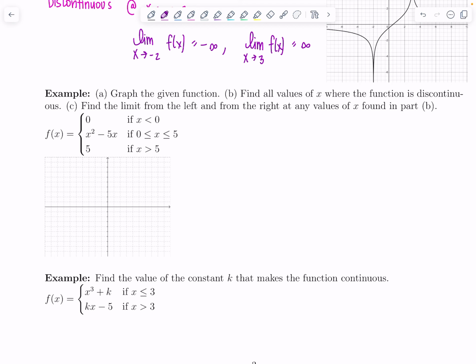where it's discontinuous. So if you look at this piecewise function, 0 and 5 are just constants and this is a polynomial. So I know within each of these little intervals, the function will be continuous. The tricky thing about piecewise functions is where different functions are being pasted together. So wherever the domain splits or changes. So we have potential issues at x equals 0 and at x equals 5. But I'm not worried about any other x values. Those are the only areas of concern. Okay, so the first thing we need to do is graph.